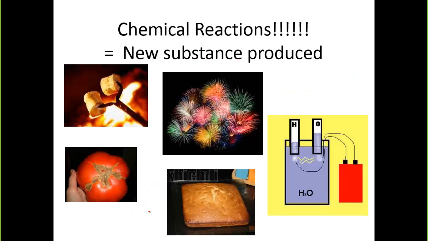Now to add to that, chemical changes: roasting marshmallows, new color, new material, smells different. Exploding fireworks, we've got heat and light. Rotting of food, new materials being produced, it smells different. If you bake a cake, the cake is different after it's baked than before. You can start to smell it as it finishes up. It smells different, tastes different, looks different, so we have different material. If we take water, we'll see later this year, running electrical current through water, you can separate it out to hydrogen gas and oxygen gas, which can be used for combustion reactions later on. So all of these are chemical changes.